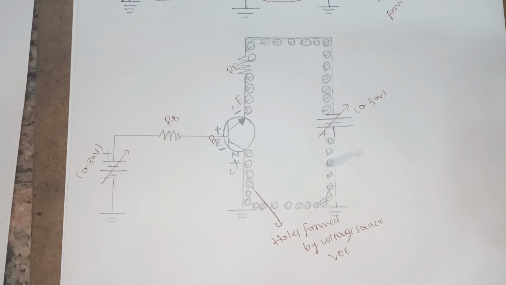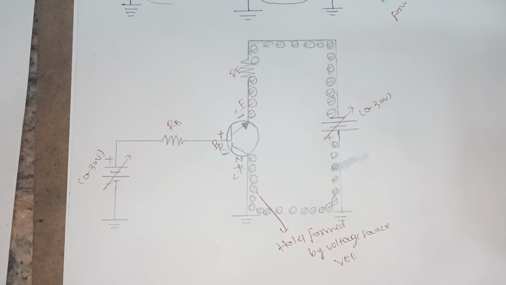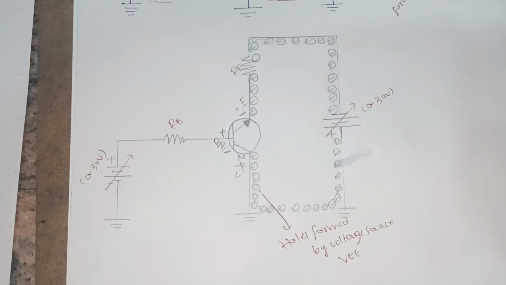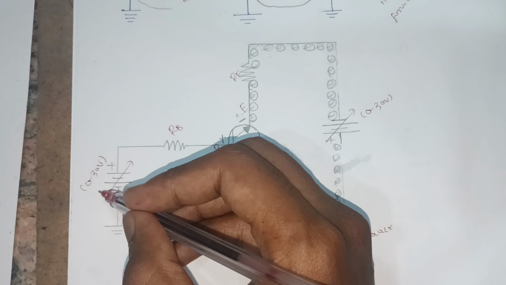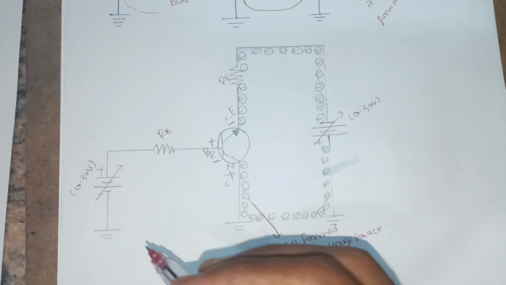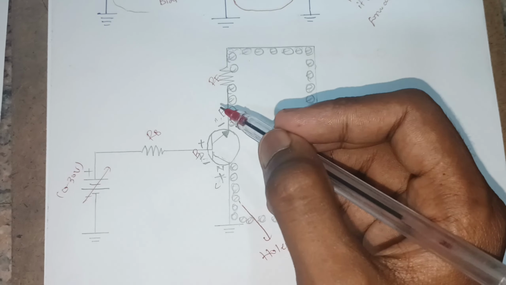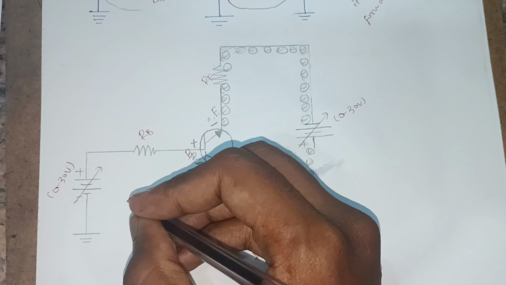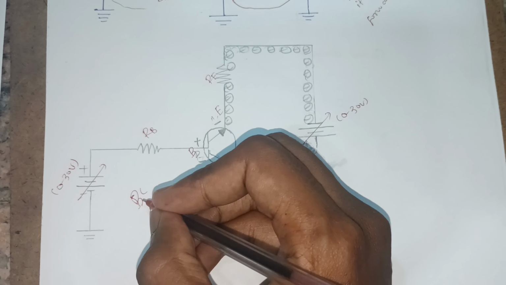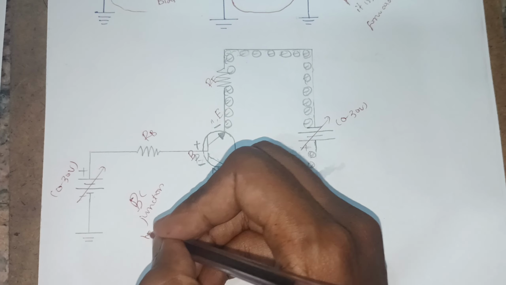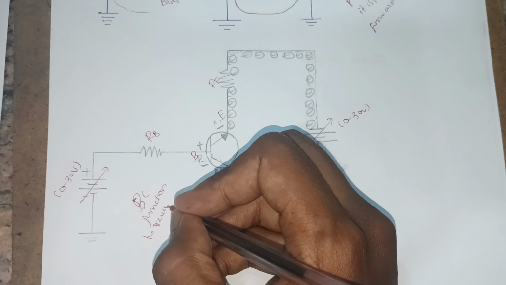So this is a common collector characteristics circuit diagram. It is an RPS, 0 to 30 volts, plus minus. So here also, see, the base collector BC junction is to be reverse biased.